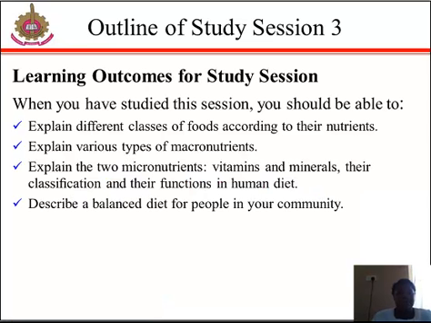At the end of this study session, you'll be able to explain different classes of foods according to their nutrients. You'll be able to explain various types of macronutrients. You'll be able to explain the 2 micronutrients, that is vitamins and minerals, their classification and their functions in human diet. And also you'll be able to describe a balanced diet for people in your community.